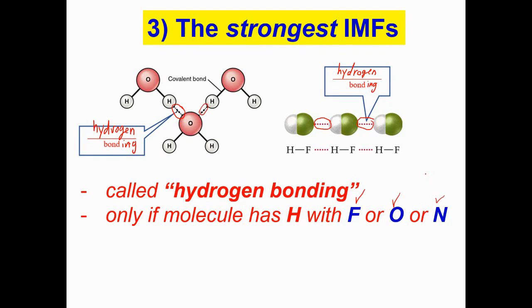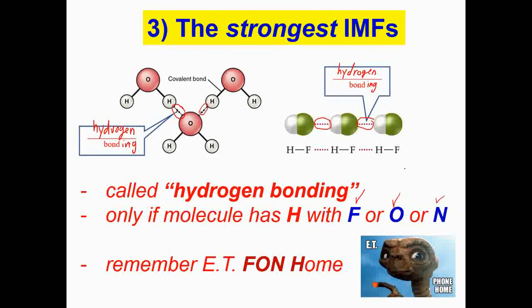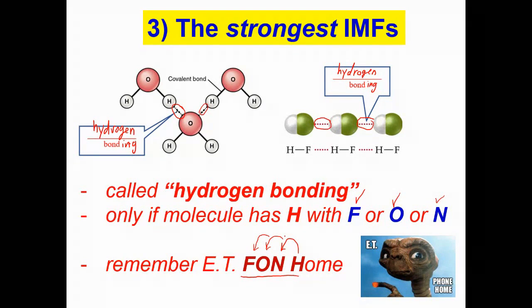Mr. Young, how will I remember that? Okay, in the 80s, there was a weird movie about a cute, or sort of cute, alien named E.T. E.T.'s catchphrase was, E.T. phone home, because E.T. wanted to get home. If you remember E.T. phone home and you spell it F-O-N, that will help you remember that hydrogen bonding happens when you have hydrogen bonded with a nitrogen, bonded with an oxygen, or bonded with a fluorine, okay? So if hydrogen is with nitrogen, hydrogen is with oxygen, hydrogen is with fluorine, there will be hydrogen bonding, okay?